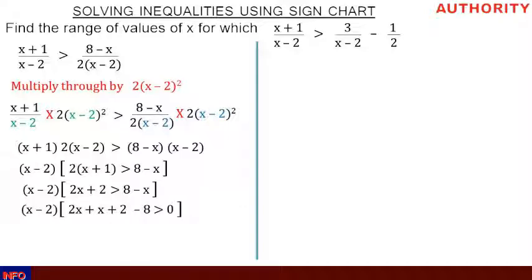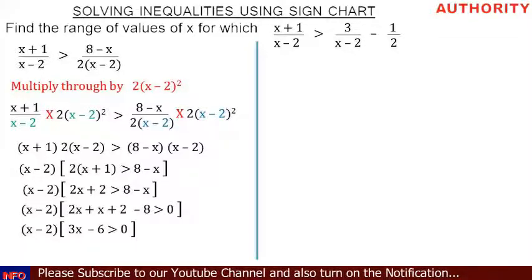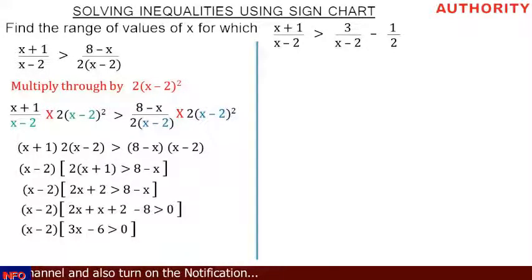Now in the bracket we have 2x plus, this minus x, when it is coming it will be plus x, then we have plus 2. Now 8, when it is coming, will be minus 8, greater than, since there's no value there, we'll simply say greater than 0. Now in the bracket, 2x plus x is equal to 3x, and then 2 minus 8 is minus 6. Then we'll have greater than 0.